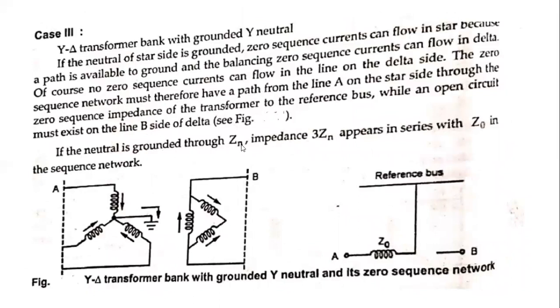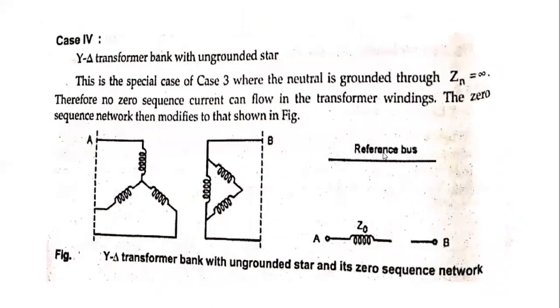If the neutral is grounded through Zn, the impedance 3Zn appears in series with Z0. Therefore 3Zn is added to Z0 in the sequence network. Next, coming to the fourth case.